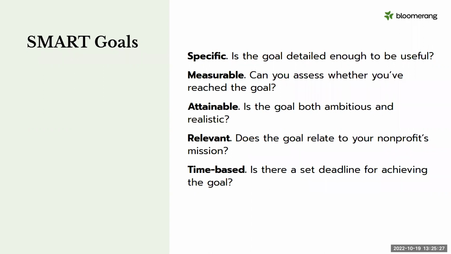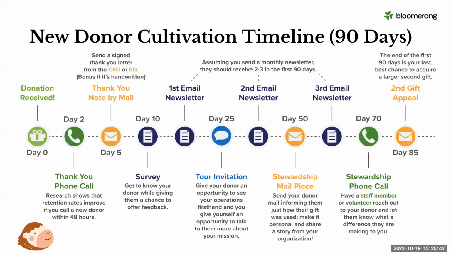Of course, at the end of every campaign, once you've reached your goal, whether or not you reached your goal, you always want to take a look at what you learned and how you can make adjustments for next time. Here's a sample new donor cultivation timeline.